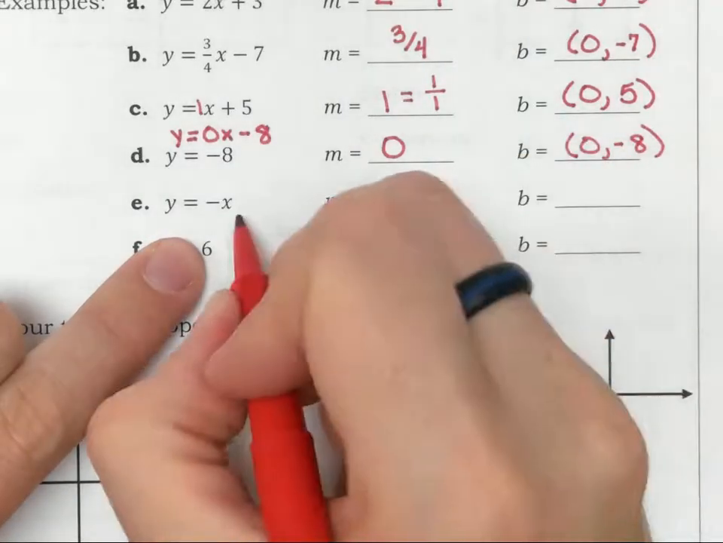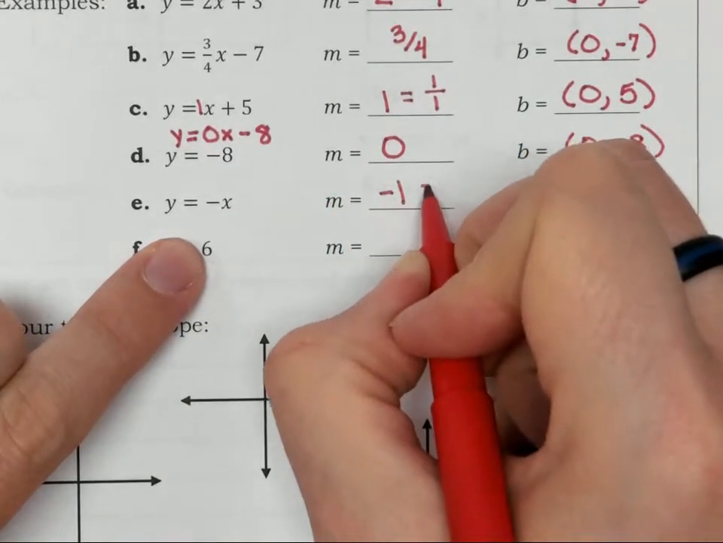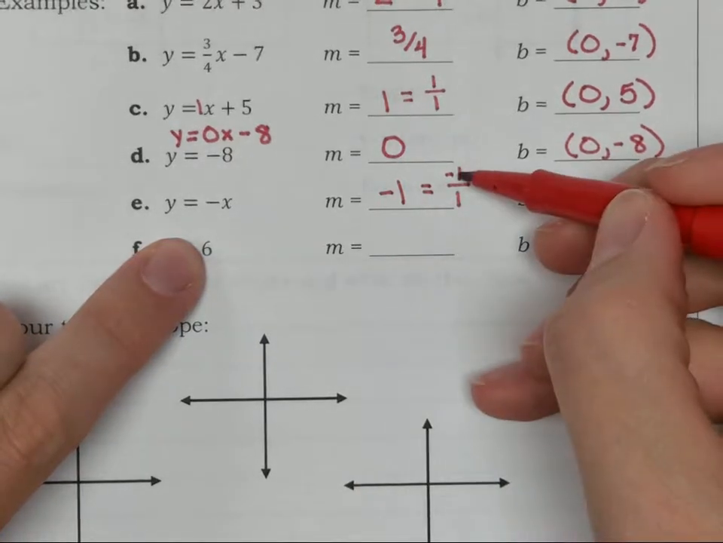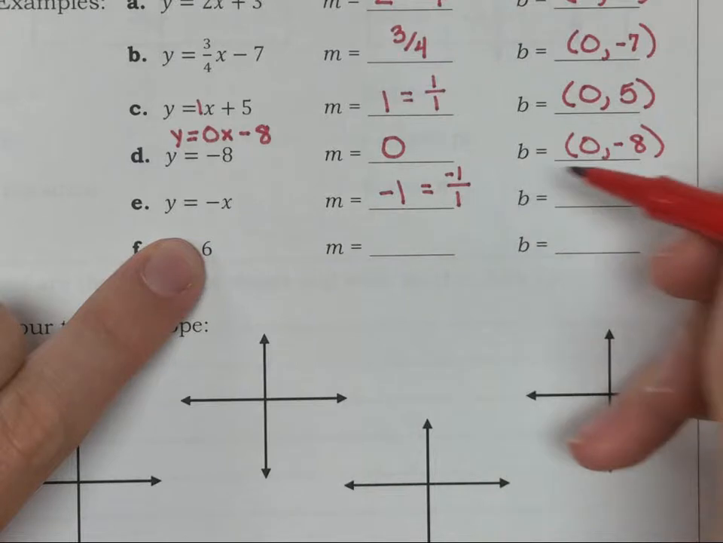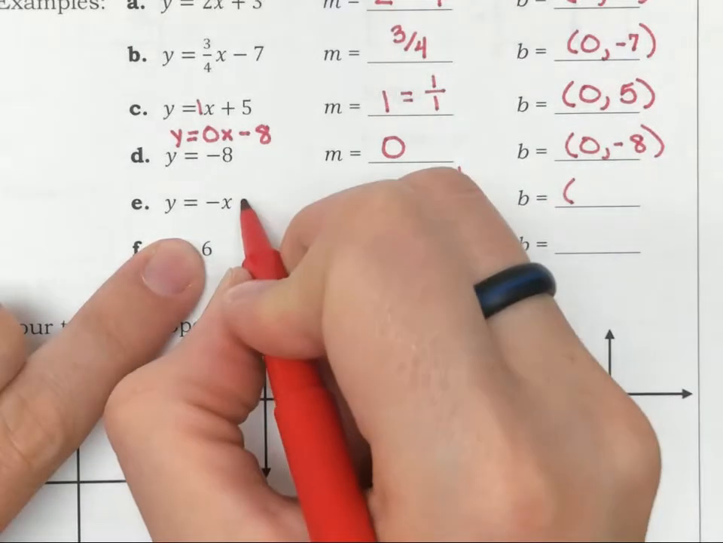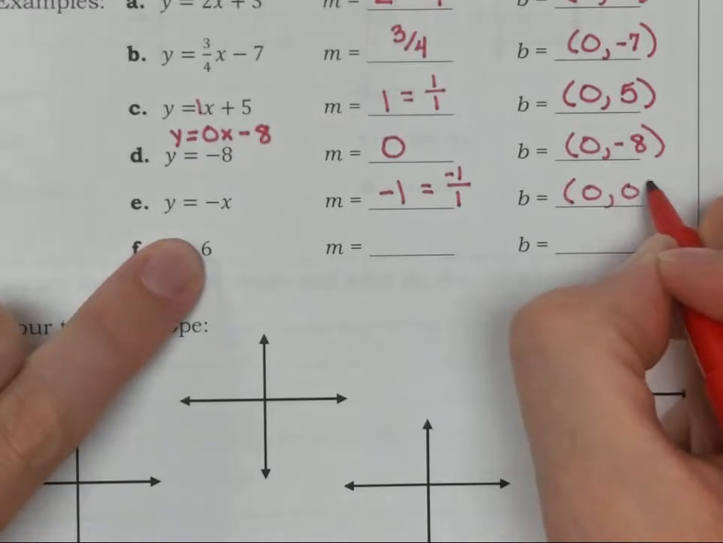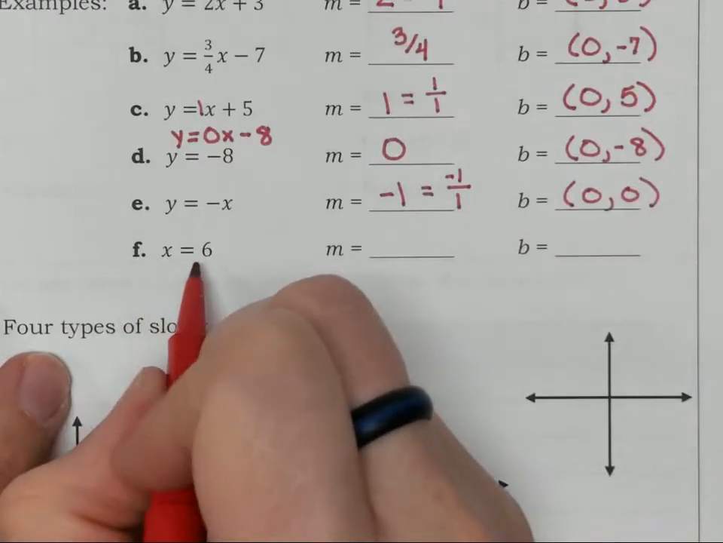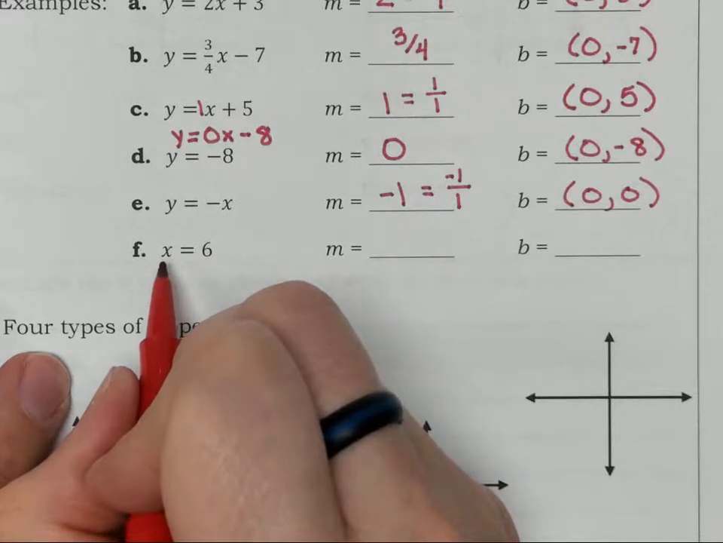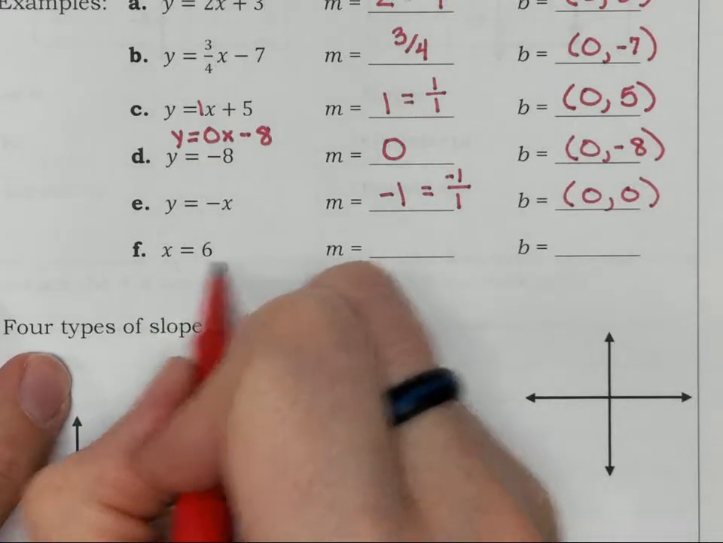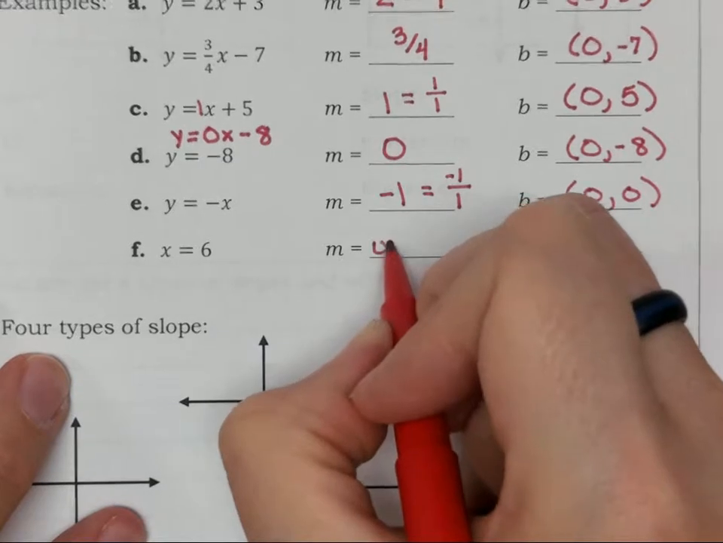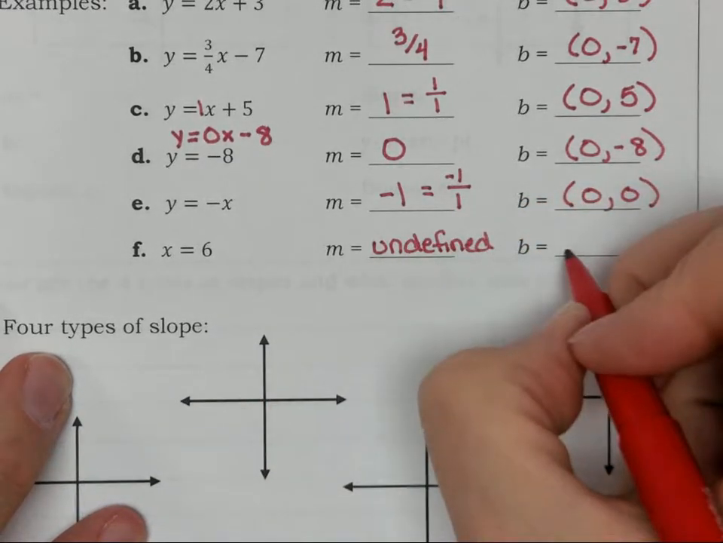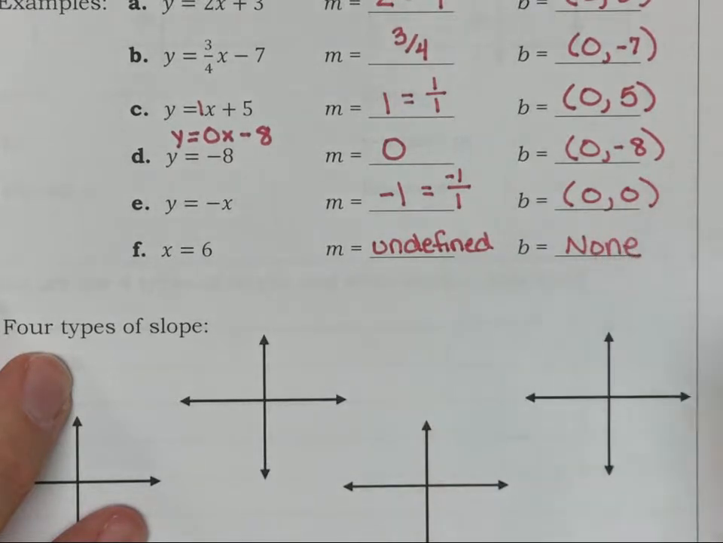Letter E, my slope is -1. If I put this as a fraction, it's -1 over 1. This time I'm not rising, I'm falling 1 and running 1. And my y-intercept, there's nothing being added, which means it's (0, 0). And then the very last one I threw in there, it's not slope-intercept form, but if there is no y, then that means that this whole thing is undefined, and that there is no y-intercept.